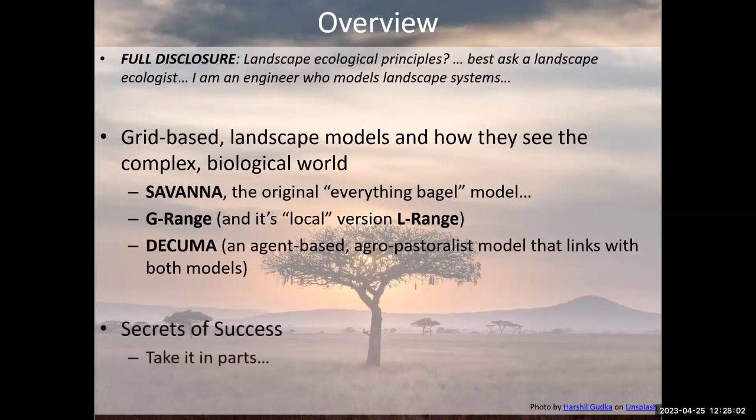Secrets of success: you've got to take the stuff in parts. Trying to grab it all at once can be a little overwhelming, but I often describe SAVANNA as a group of simple models that make a complex model together. And also, find a community of users. We're trying to make one among Colorado State and Randy Boone's group, my group, and anybody else who wants to join. So if you have interest, let's form something where we can help each other.